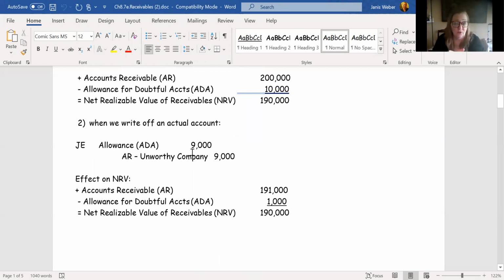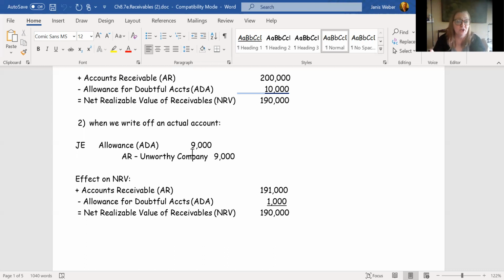You see, before we did the write-off, we had accounts receivable of 200,000 and an allowance of 10, and that brought us to a net realizable value of 190. So if we have a bad debt come along for $9,000, what that does is it makes a debit to the allowance account, which now makes the allowance account only be $1,000, and it makes a credit to accounts receivable, which lowers the balance from 200 down to 191.